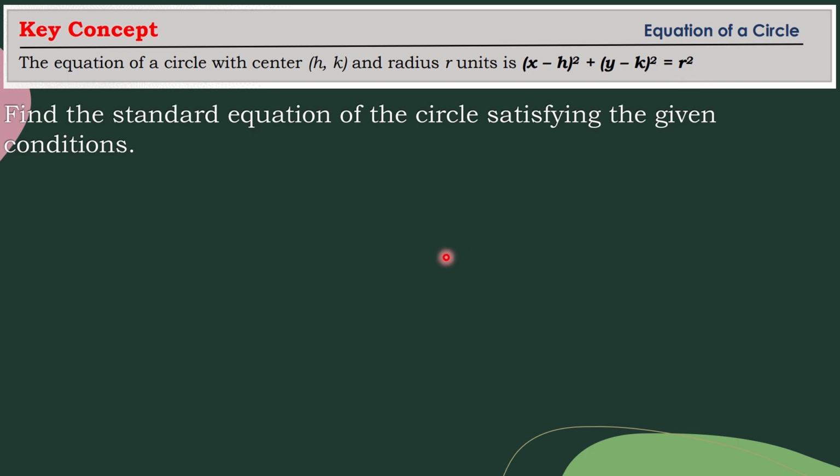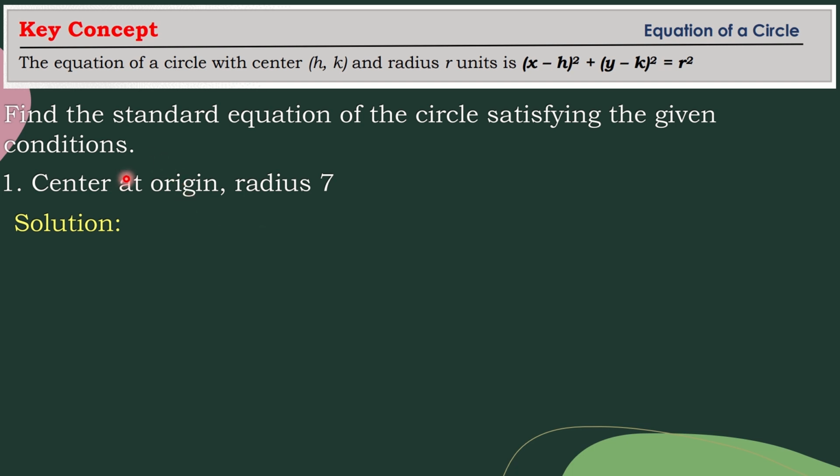Find the standard equation of a circle satisfying the given conditions. Number 1. The center is at the origin and the radius is 7. So how are we going to find its standard equation given these conditions? So here is the solution.